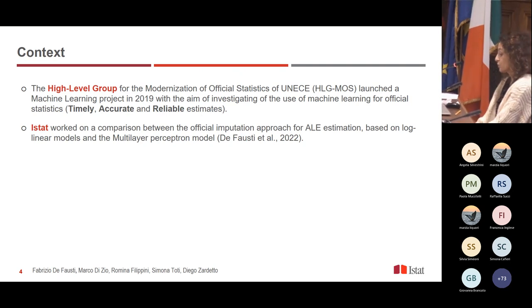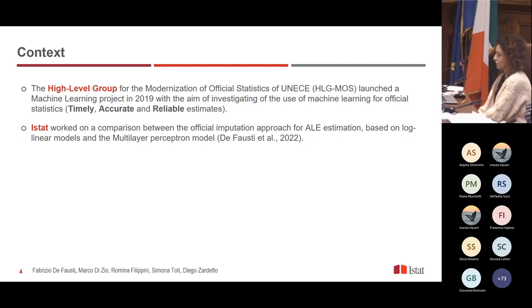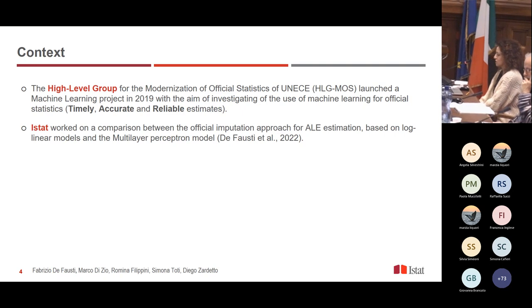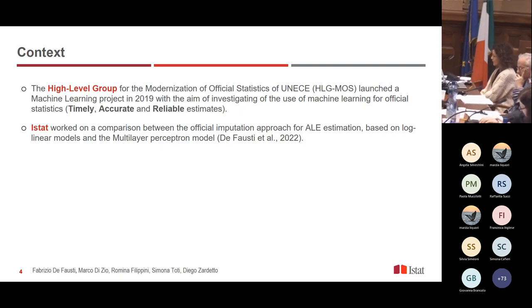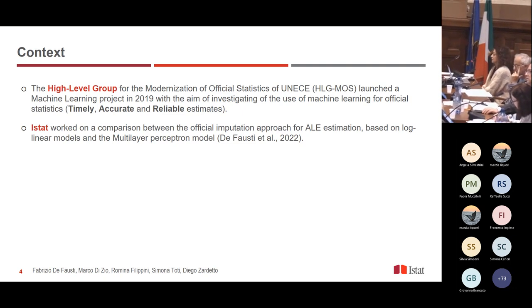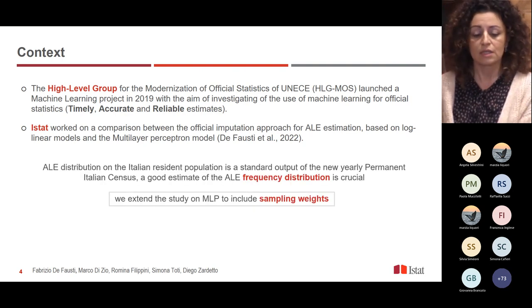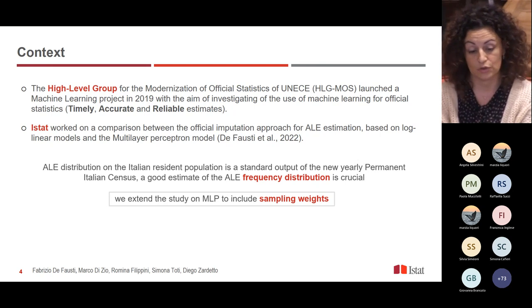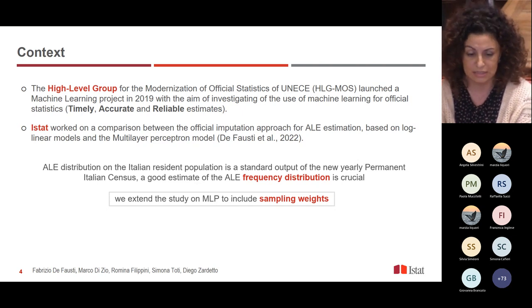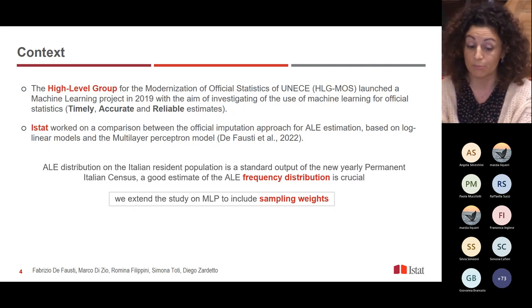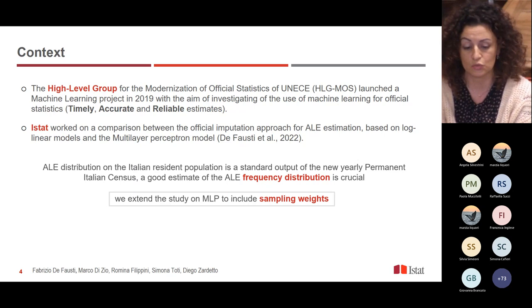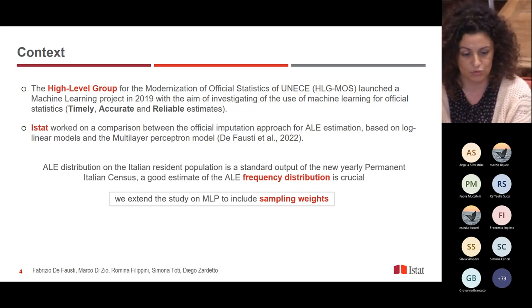And as regards imputation, Istat worked on a comparison between the official imputation approach for the estimation of ALE, which is based on log linear models, and the multilayer perceptron model. The results of this work were recently published in the Statistical Journal of the IAOS. But since the ALE distribution on the Italian resident population is a standard output of the yearly permanent Italian census, a good estimate of the ALE frequency distribution is crucial. And an important quality dimension is the ability of the estimation processes to produce good frequency distributions.